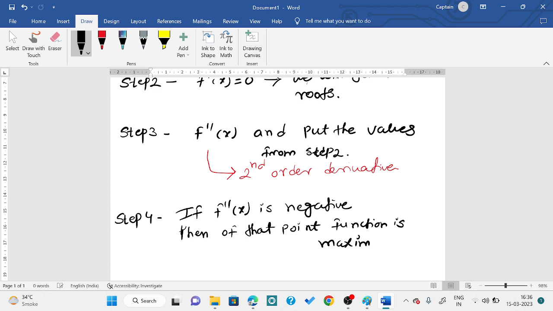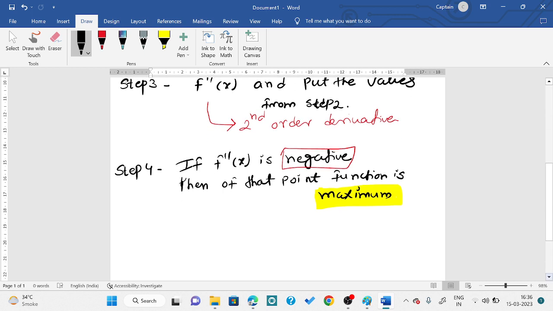This is a very interesting fact: whenever f dash of x is negative, the function must be maximum. Try to guess that point. This is a very controversial contrast point. If we are getting negative, still the function is maximum. How it is, we will discuss in the lecture, while solving the example, and you will definitely get why it is so.